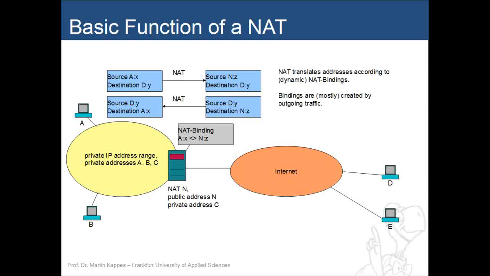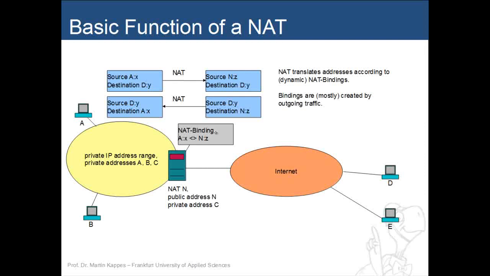This translation is of course stored in the NAT, and the type of translation which is done is called a NAT binding. Here you see an example of such a binding. Something comes in from A port X destined to destination D port Y. Then the NAT translates this into N port Z, destination DY. Of course, the destination cannot be changed. If then something comes in from DY to NZ, this is going to be translated into DY to AX. So the NAT binding here is AX gets translated into NZ.